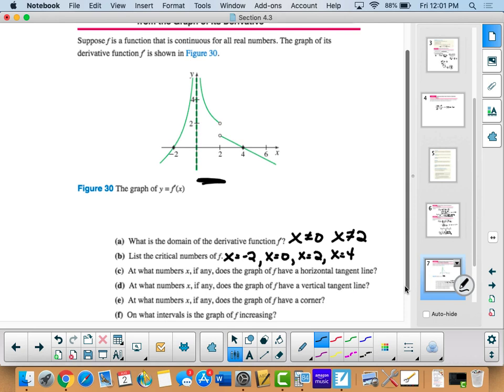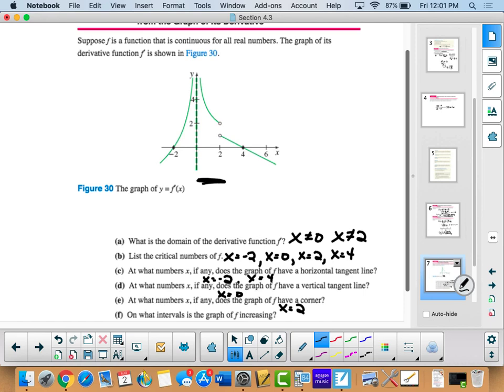We want to know where f has a horizontal tangent line. That can only happen when the derivative is equal to 0. So that happens at x equals -2 and x equals 4. For D, a vertical tangent line is where you have the limit of the derivative is infinity or -infinity, and that happens at x equals 0. For a corner, it's where we have a jump in slope, and that happens at x equals 2.